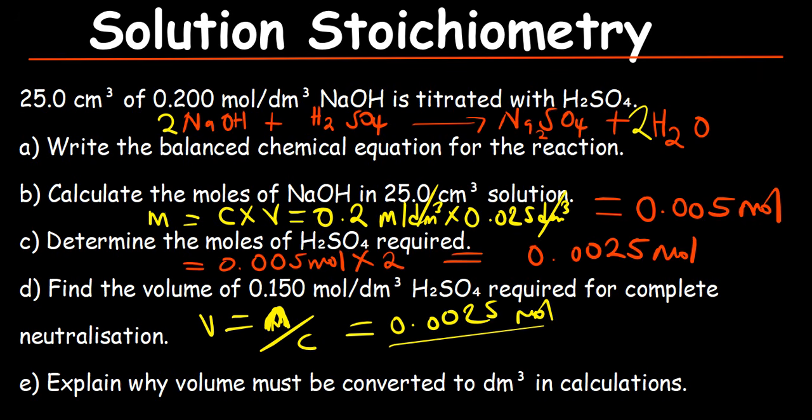Then the concentration, we're told to find the volume of 0.15 moles per decimeter cubed. That is our concentration. So in that case, we're just dividing by 0.15 moles per decimeter cubed. So the moles are going to cancel. So I'm just dividing. I already have my 0.0025. I'm just dividing it by 0.15.